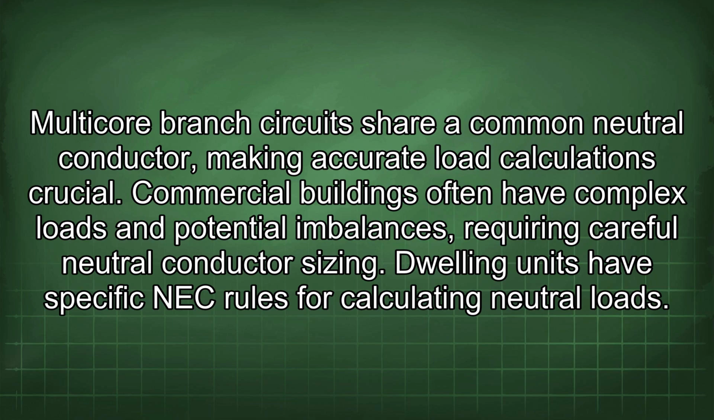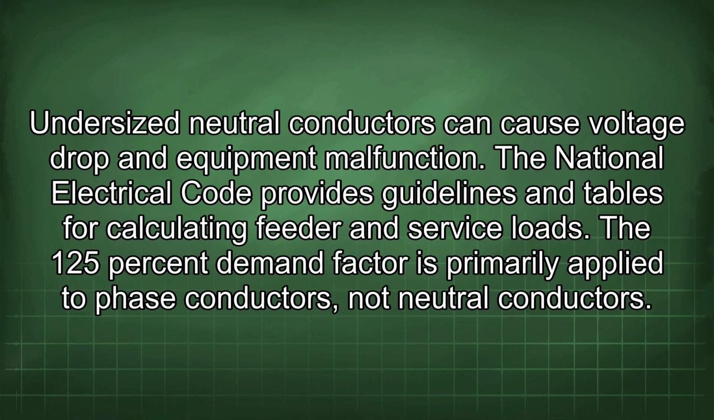Commercial buildings often have complex loads and potential imbalances, requiring careful neutral conductor sizing. Dwelling units have specific NEC rules for calculating neutral loads. Undersized neutral conductors can cause voltage drop and equipment malfunction. The National Electrical Code provides guidelines and tables for calculating feeder and service loads.